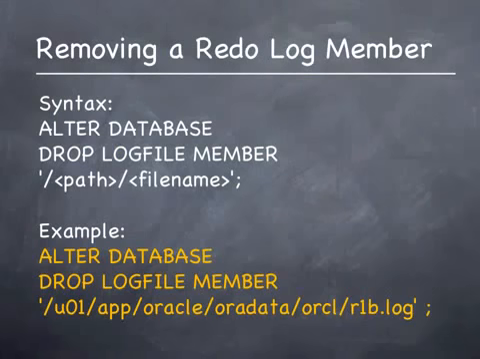The syntax to drop a redo log member is on this slide. It is alter database drop logfile member followed by the name and the location of the redo log file member to be dropped. In the example, the member called r1b.log is being dropped by using the command alter database drop logfile member /u01/app/oracle/oradata/orcl/r1b.log.